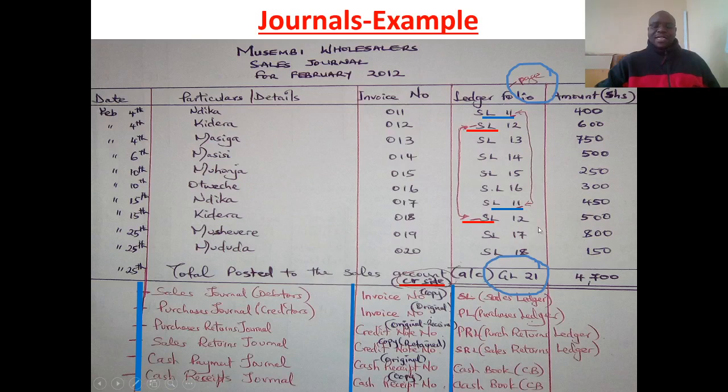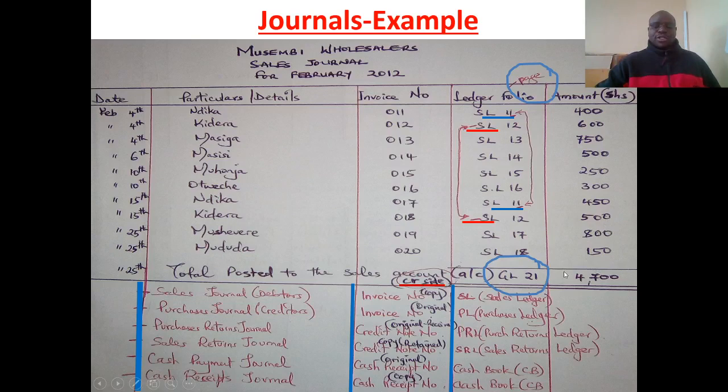And Moshevere was allocated page number 17 of the sales ledger, because we had reached page number 16. And then Moduda occupied page number 18. 800 shillings and 150 shillings were involved respectively.